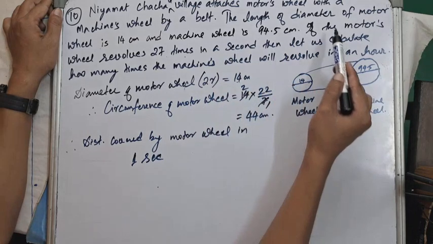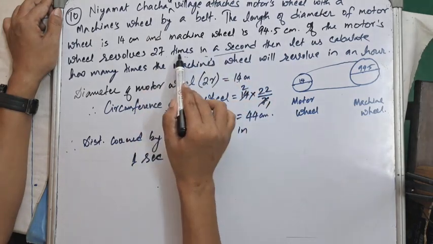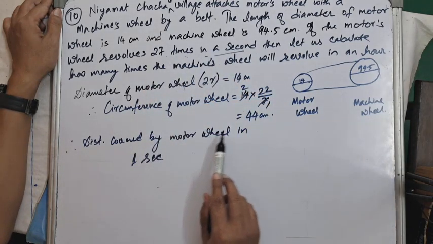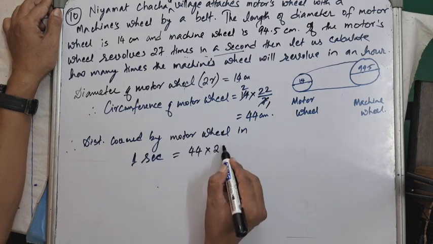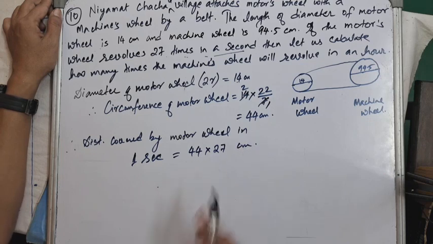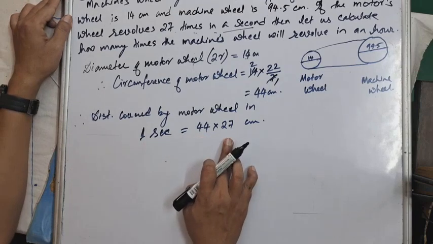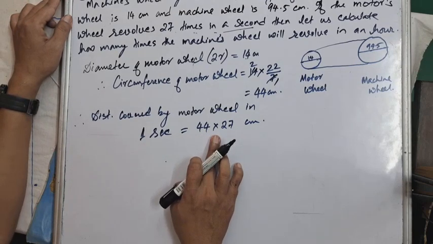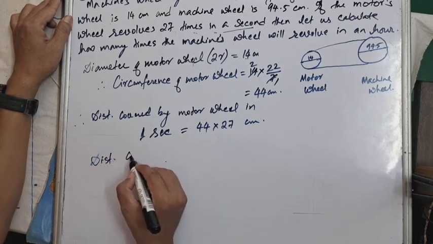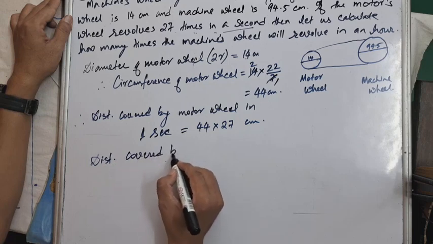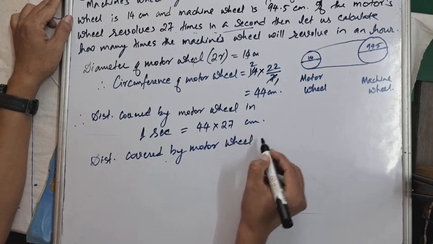This is given to us in question. If the motor's wheel revolves 27 times in 1 second, so in 1 second means 27 revolutions, okay. So distance covered by motor wheel in 1 second is 44 into 27 centimeter. This is the distance covered by motor wheel in 1 second. So distance covered by motor wheel in 1 second is known to us now. Now let us find the distance covered by motor wheel in 1 hour, okay. Distance covered by motor wheel in 1 hour.